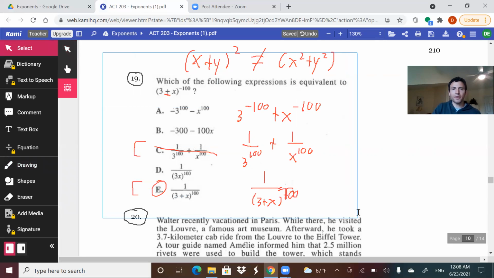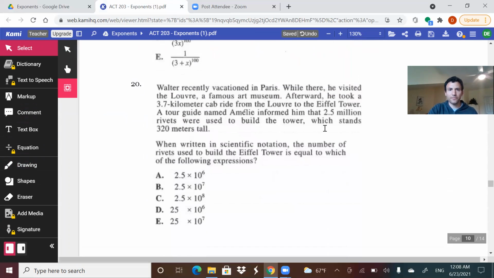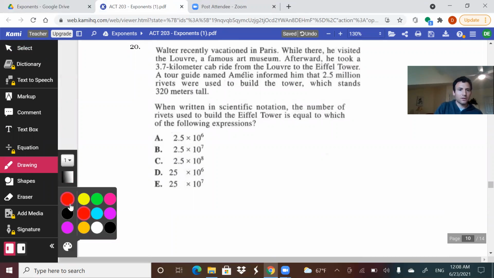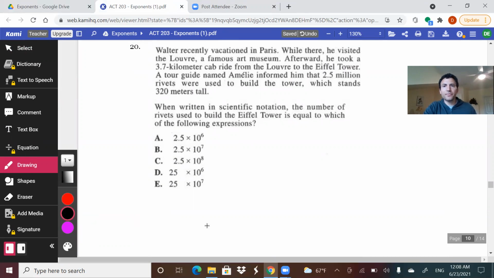Okay, let's take a look at 20. 20 is a scientific notation one. So Walter recently vacationed in Paris. While there, he visited the Louvre, a famous art museum. Afterward, he took a 3.7-kilometer cab ride from the Louvre to the Eiffel Tower. A tour guide named Emily or whatever, sorry if I'm butchering the name, informed him that 2.5 million rivets were used to build the tower, which stands 320 meters tall. When written in scientific notation, the number of rivets used to build the Eiffel Tower is equal to which of the following expressions? So we just need to put 2.5 million in scientific notation.